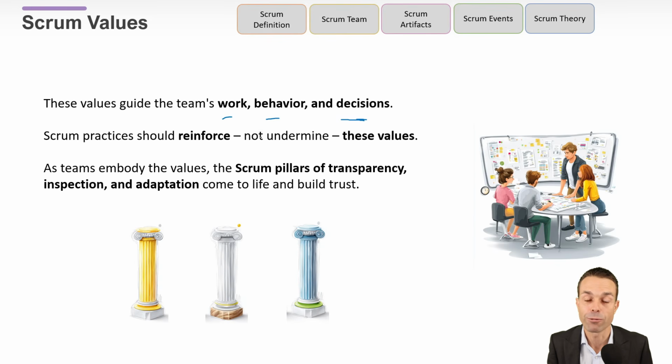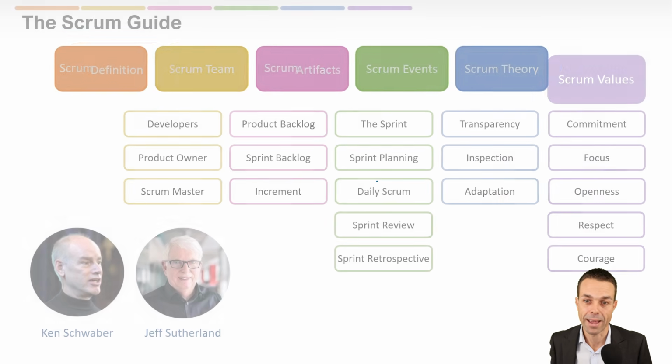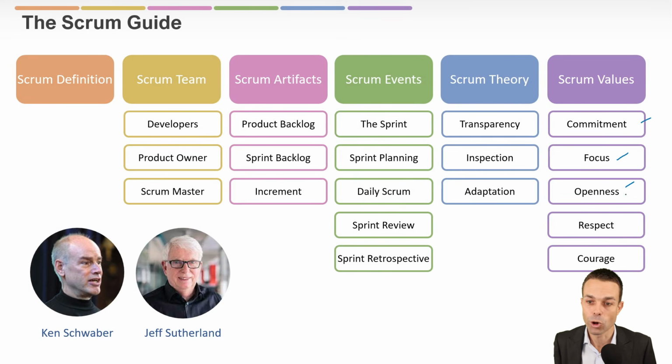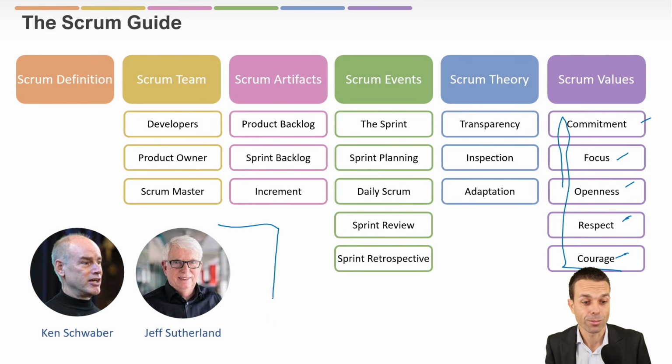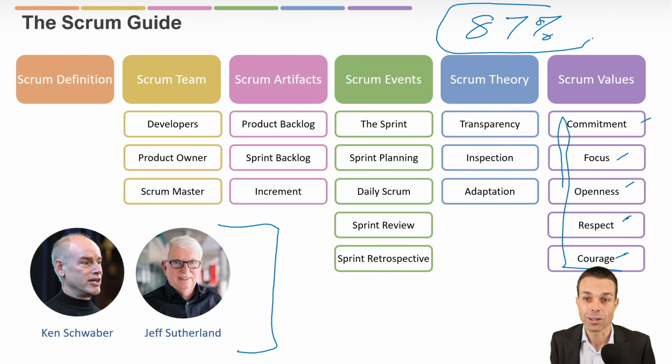Scrum practices should reinforce these values, and as the teams embody the values, the Scrum pillars of transparency, inspection, and adaptation come to life and help build that trust. So commitment, focus, openness, respect, and courage. Really wonderful Scrum values and really wonderful Scrum guide from Ken Schwaber and Jeff Sutherland. Thank you so much to those guys who have created this wonderful way of work. Again, that 87% of people will be using in agile teams around the world that you've probably touched on in some way yourself in your own project team.